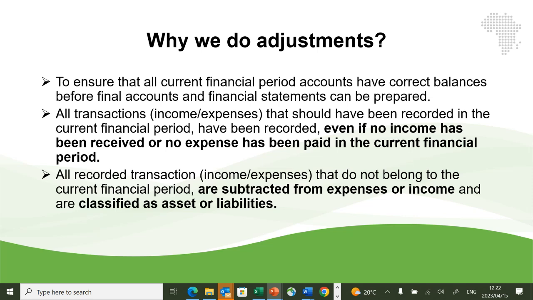So it is necessary for us to do what? Adjustments first. As we do adjustments, you will notice that all transactions, income and expenses that should have been recorded in the current financial period have been recorded. What we are trying to make sure when you do adjustments is that all the income and expenses that should have been recorded in the current financial period have been recorded, even if no income has been received or no expense has been paid in the current financial period.